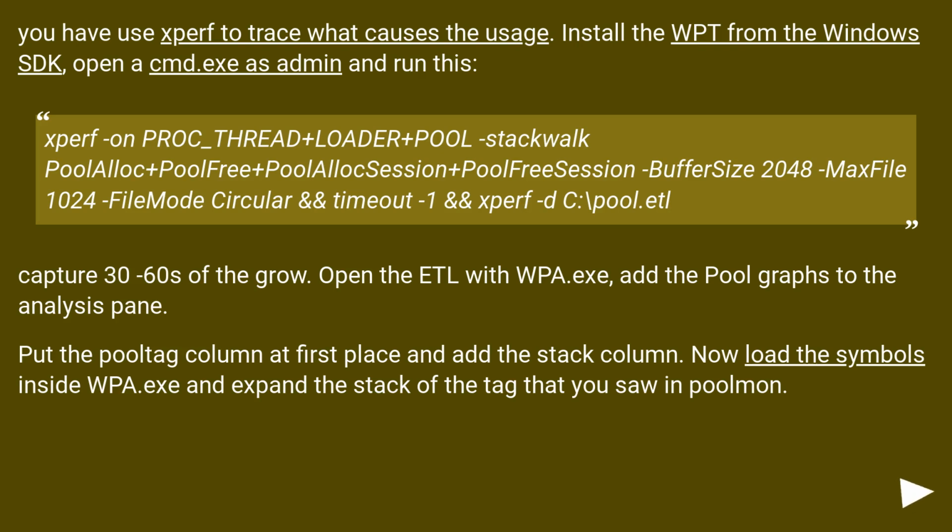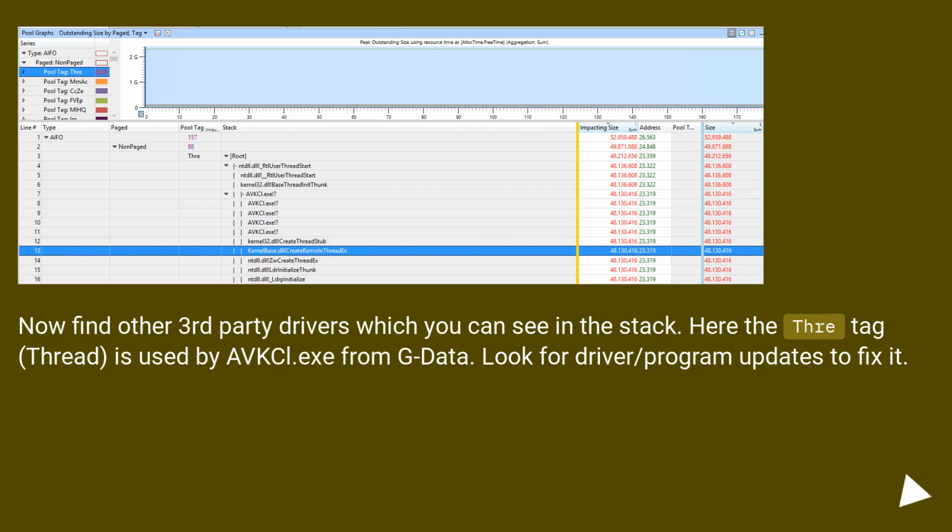Open the etl with wpa.exe, add the pool graphs to the analysis pane. Put the pool tag column at first place and add the stack column. Now load the symbols inside wpa.exe and expand the stack of the tag that you saw in PoolMon. Now find other third-party drivers which you can see in the stack. Here the tag Thre is used by fcol.exe from G Data. Look for driver or program updates to fix it.